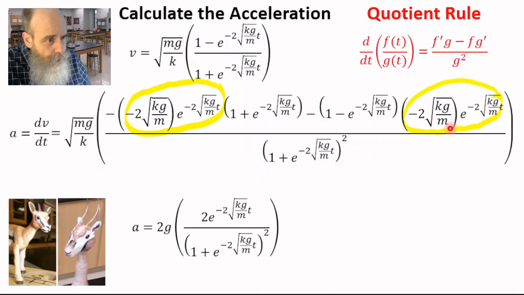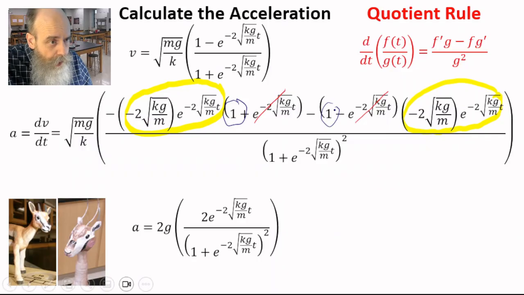Now let's simplify further. This factor, 2 square root kg over m times square root mg over k, is 2g. And then some things cancel out. Let's look at what cancels out. Negative times a negative times a positive, that's a positive. Negative times a negative times a negative is a negative. So this cancels out with this. And then we are left with the ones.